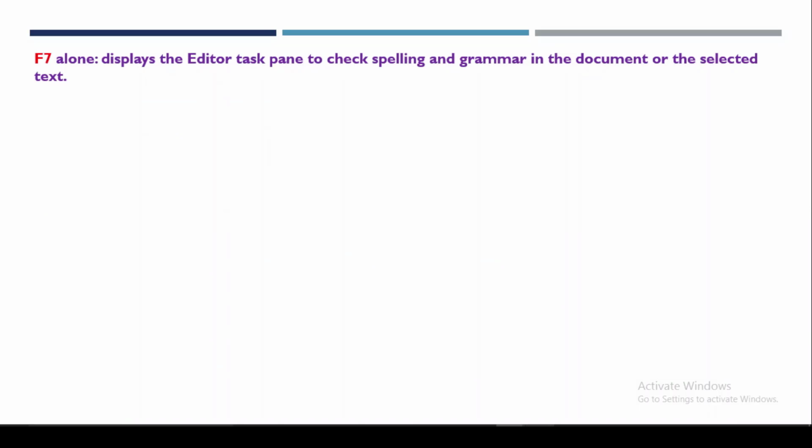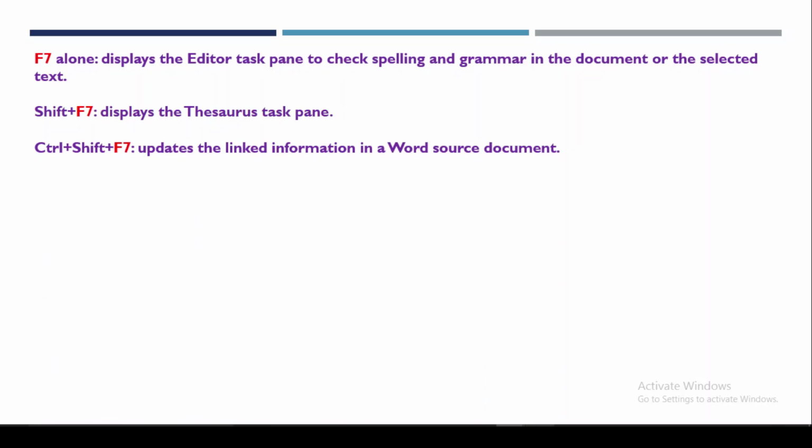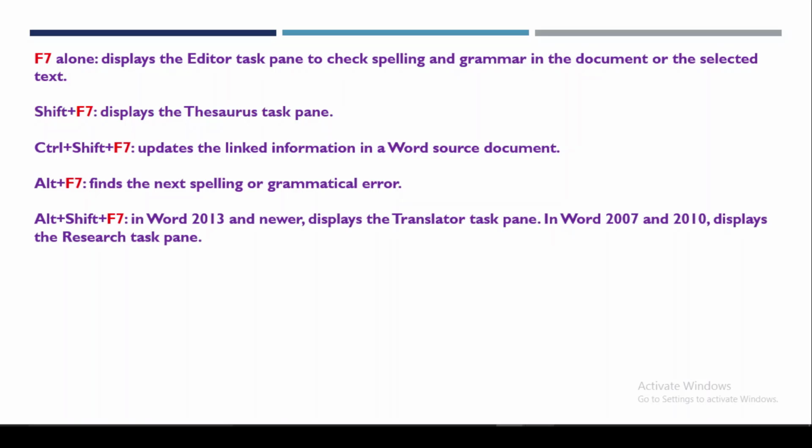Now, have a look at F7. F7 alone displays the Editor task pane to check spelling and grammar in the document or the selected text. Shift plus F7 displays the Thesaurus task pane. Control plus Shift plus F7 updates the linked information in a Word source document. Alt plus F7 finds the next spelling or grammatical error. Alt plus Shift plus F7 in Word 2013 and newer displays the Translator task pane. In Word 2007 and 2010, it displays the Research task pane.